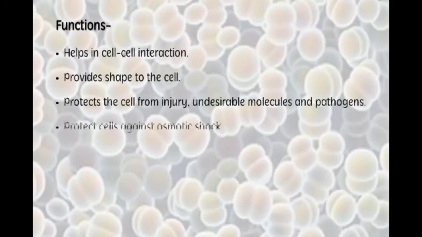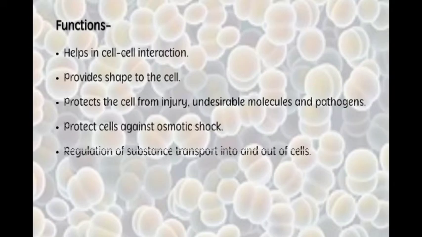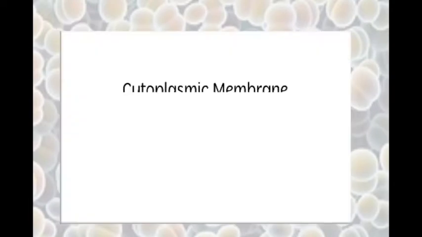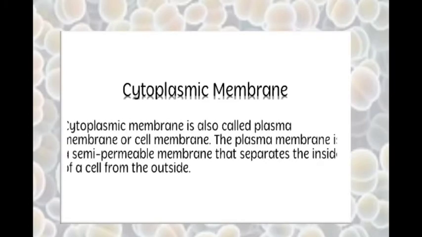After cell wall, we discussed another structure which is found in all cells basically, that separates the interior of the cell from the outside environment. It is called cytoplasmic membrane, also called the cell membrane or plasma membrane. In plant cells, plasma membrane is attached to the inner surface of the cell wall.